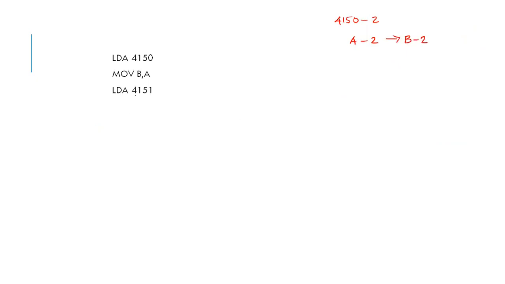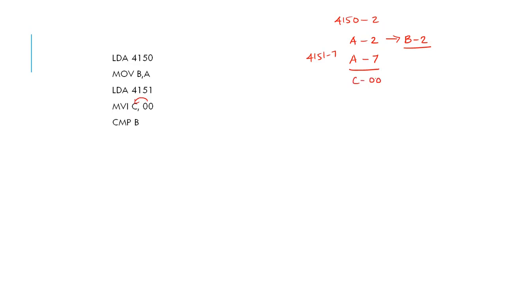Again LDA 4151. Now from 4151, we had the number 7, so that value will be moved to the accumulator. Now the value in the accumulator is 7, and the value in the B register is 2. MVI C,00: this command will move the value 00 to C. Here this is our quotient initially.